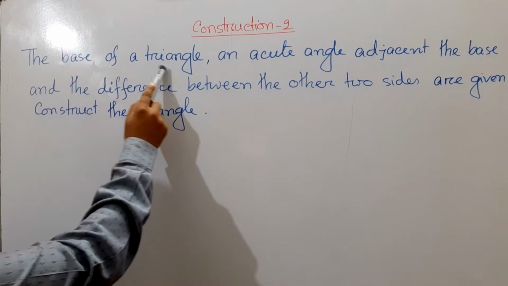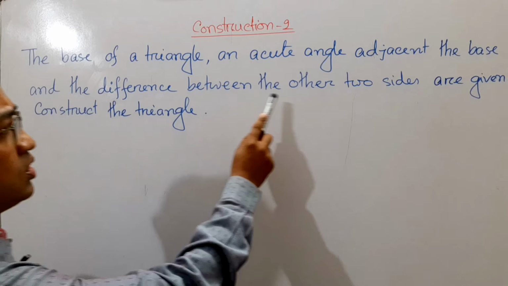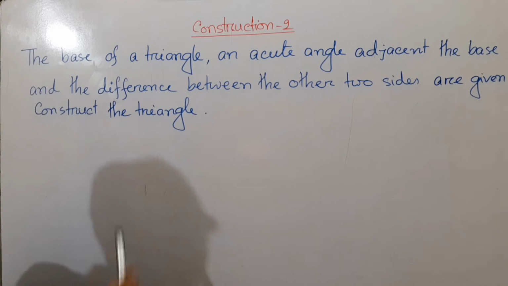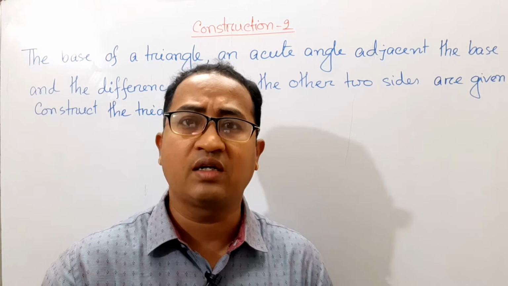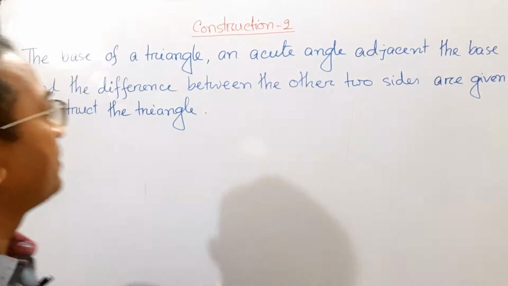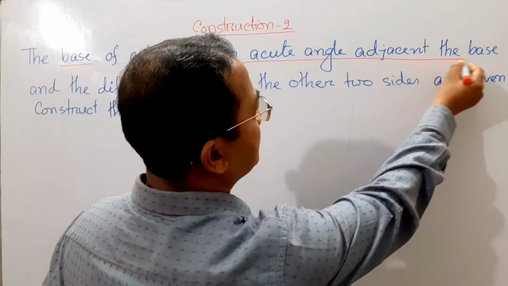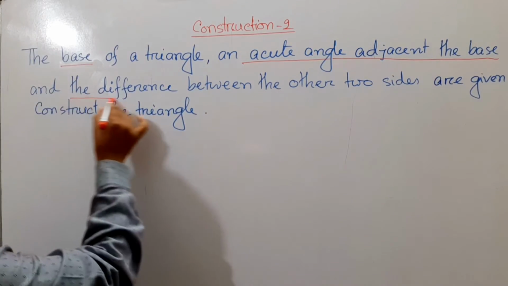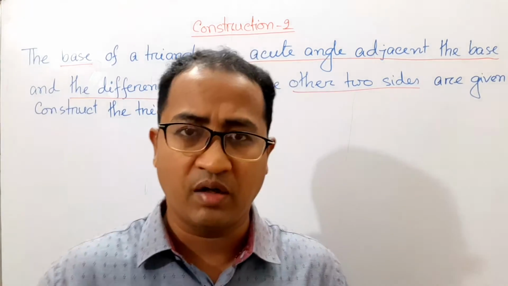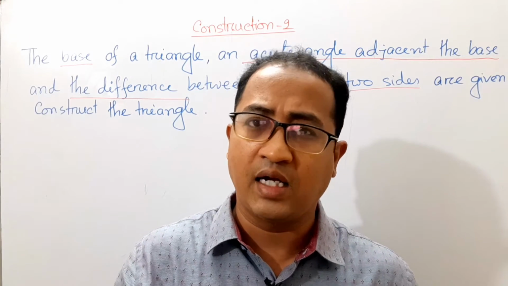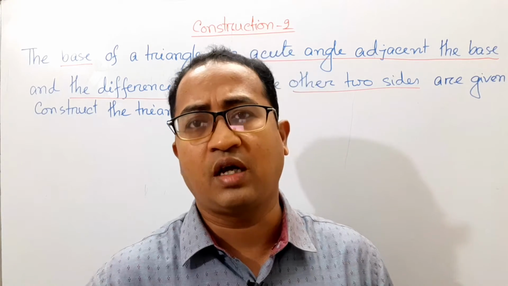The base of a triangle and acute angle adjacent the base and the difference between the other two sides are given. Construct the triangle. To construct any figure, at first you should find out what is given. It is given a base and an acute angle adjacent the base, and also the difference between the other two sides. So, three pieces of information are given. We will construct that triangle.